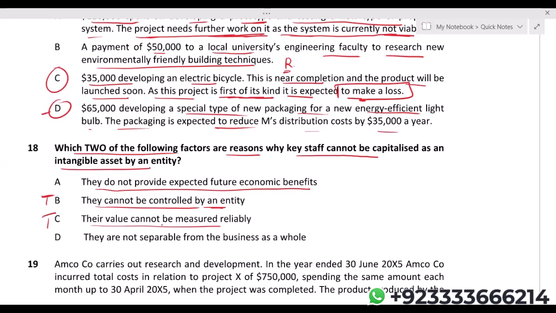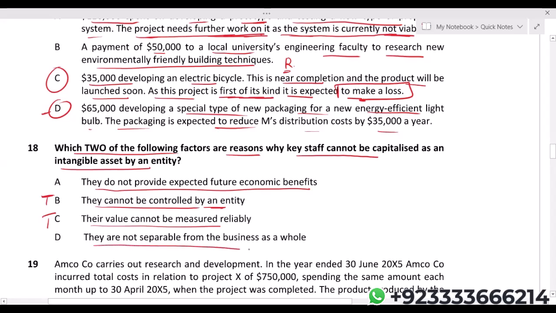Because if we start measuring the value reliably, then two people having the same qualification, having the same experience, should be earning the same amount. But I would say 99.99% it is not the case. Both of them will be earning a different amount. So simply, we cannot measure their value reliably.